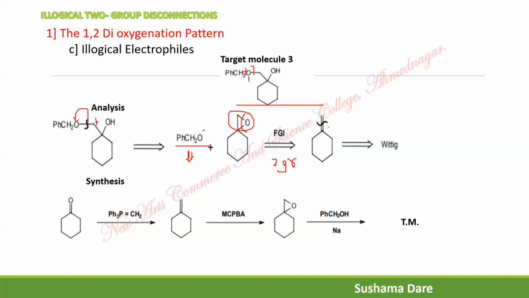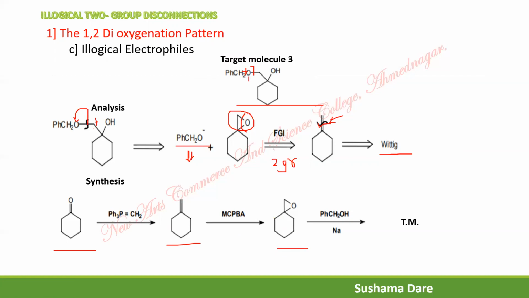So once the double bond is there, you have to ask the question to this double bond, what is the nature of this double bond? So it is outside the ring, so you go with the retro-Wittig reaction. So you disconnect this bond, it gives cyclohexanone plus Wittig reagent. So look at the synthesis now. Cyclohexanone plus Wittig reagent gives the exocyclic double bond, then you treat it with metachloroperbenzoic acid, then it gives the epoxy formation.